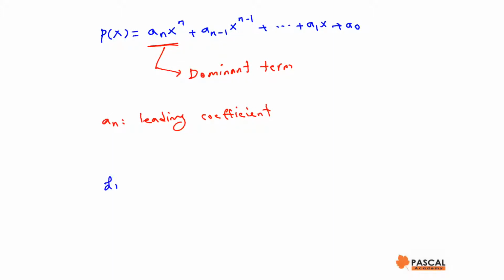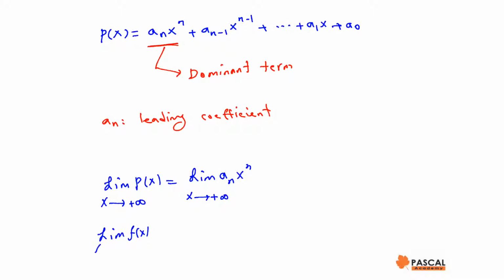Limit of p(x) when x approaches infinity and limit of a_n x^n, the dominant term, as x approaches infinity are the same. This could be when x approaches positive or negative infinity.